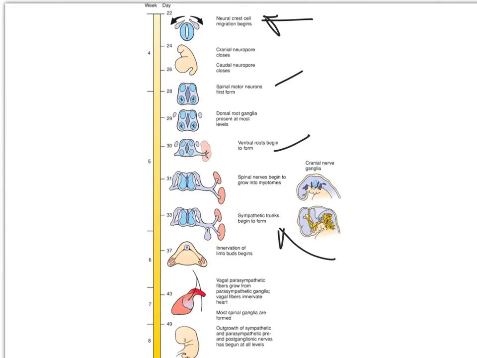So this all starts to happen at the end of week 4 when we develop dorsal root ganglia, those roots that form our spinal nerves, and then these peripheral parts of our autonomic nervous system. Keep in mind that a large chunk of our peripheral nervous system is formed from neural crest cells.